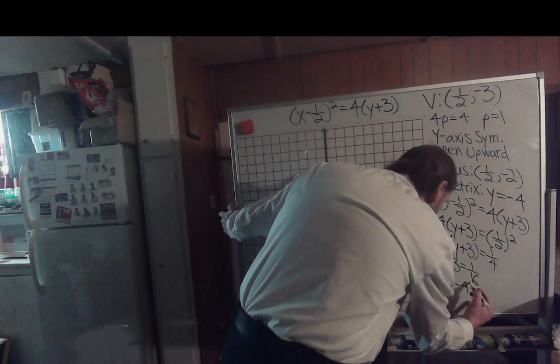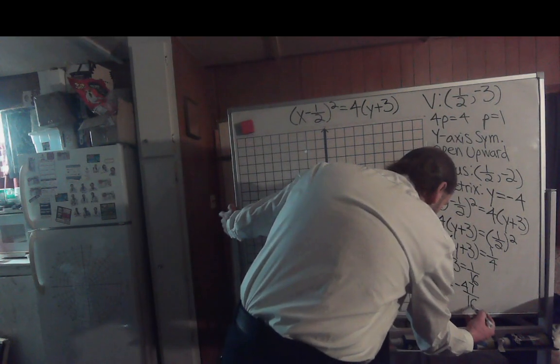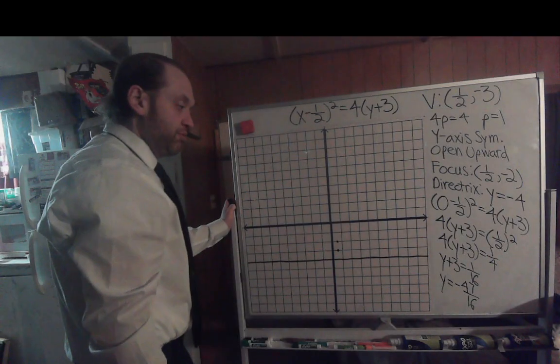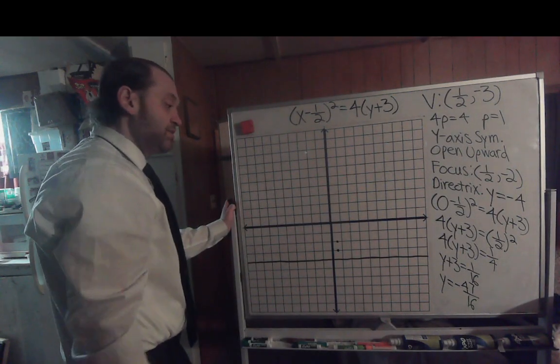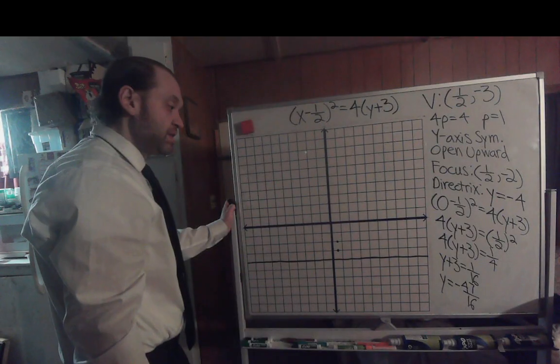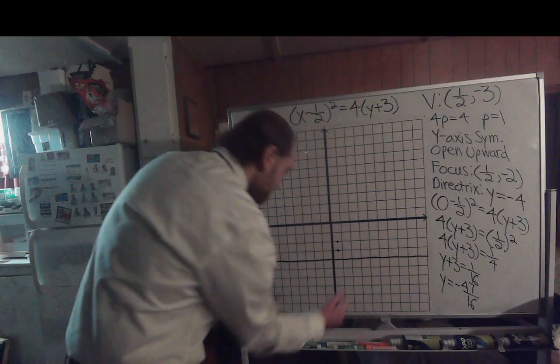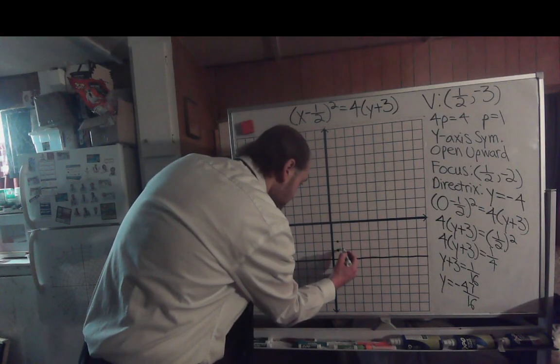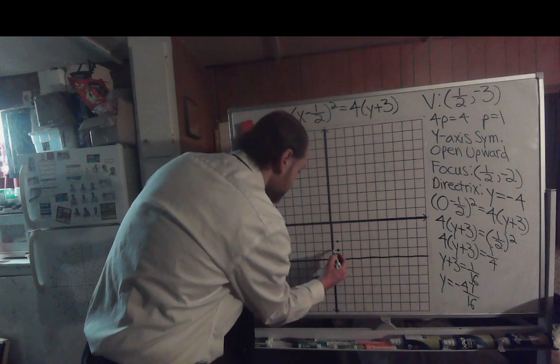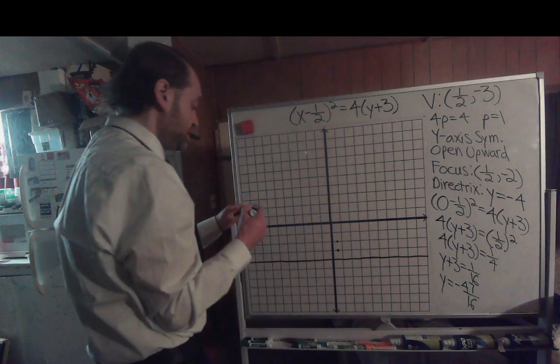That would be negative 47/16. So that would be negative 2 and 15/16. So negative 2 and 15/16 would be right about there for x equals 0. Right about here.